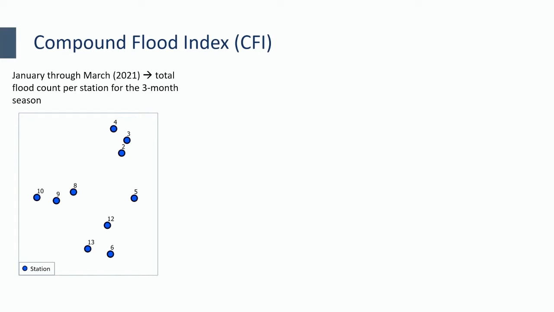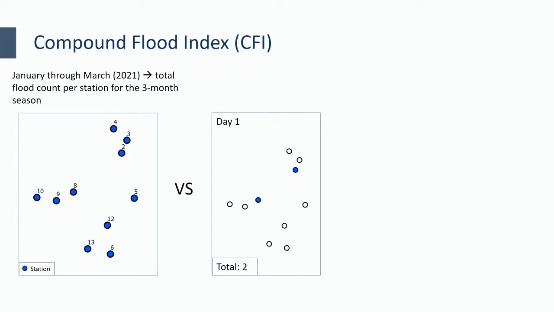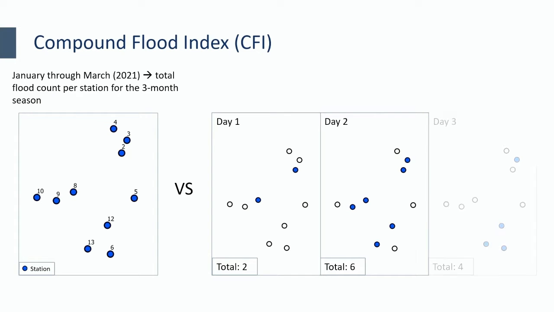Now with the CFI, what we're aiming to do is see how many times these stations flooded at the same time. How many simultaneous flood events occurred throughout this region? So for example, you see here there were 2. Here you have 6 stations that flooded at the same time. And then here you have 4.